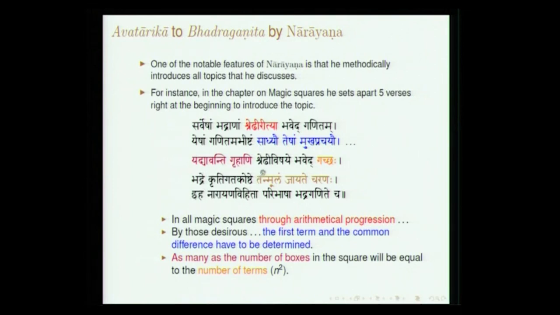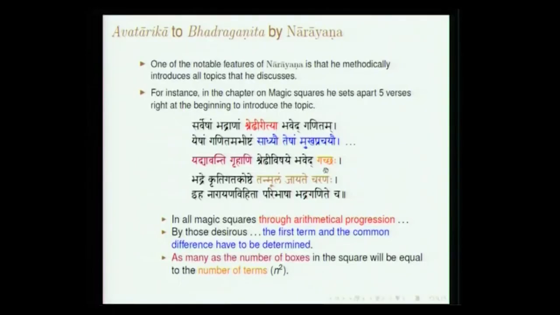Then, "yadyavanti grihani shredhi vishaye bhavet gachaha." The term griha, when used here, refers to the cell in a magic square. When you draw it, that particular cell is called griha. So in a 4x4 magic square, you will have 16 grihas. "Grihani shredhi vishaye bhavet gachaha": that is termed gacha. If you recall, in Aryabhatiya also, it refers to the number of terms in a sequence, the arithmetic sequence which you have to deal with.